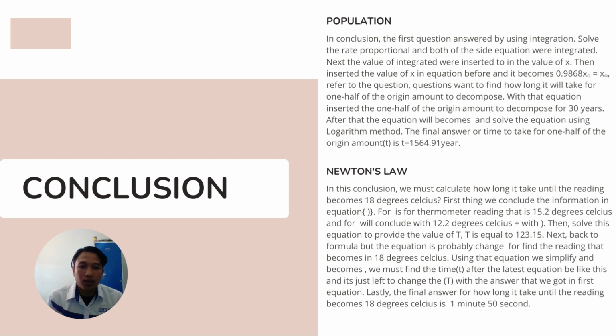The equation is changed to find the time when the reading becomes 80 degrees Celsius. Using the equation, we simplify it to find the actual time. It is left to change the t in the equation, leaving a single t. And lastly, the final answer for how long it takes until the reading becomes 80 degrees Celsius is 1 minute 50 seconds.